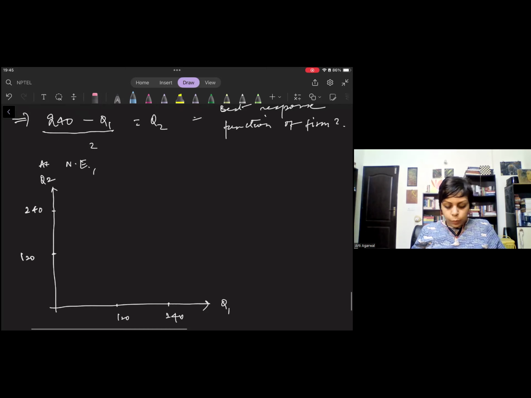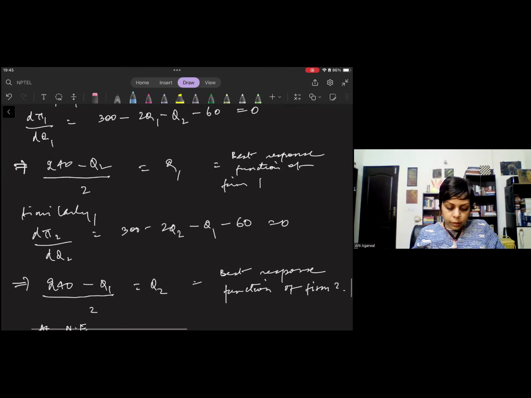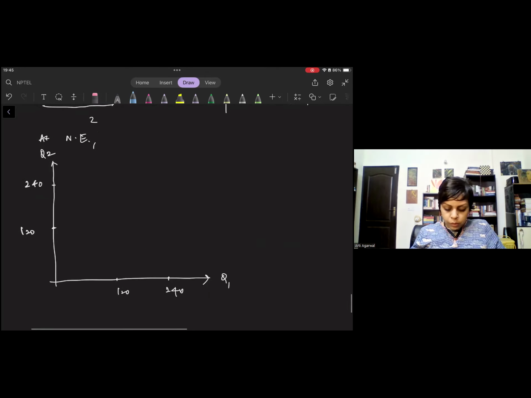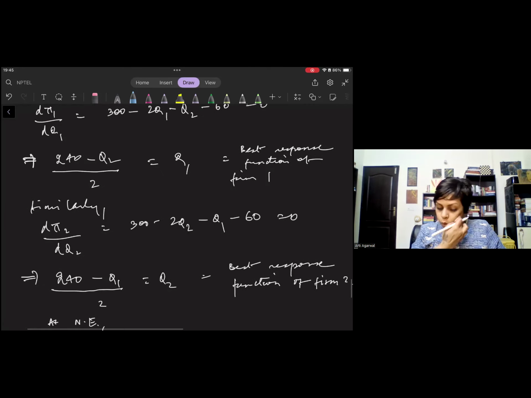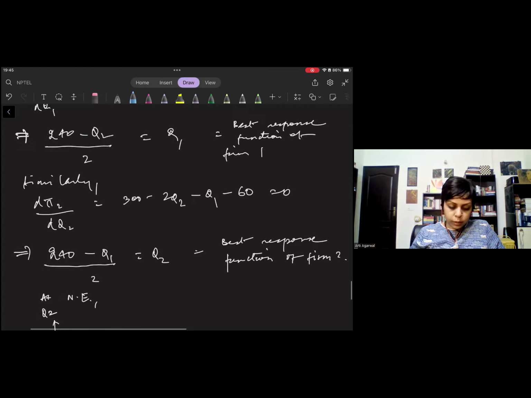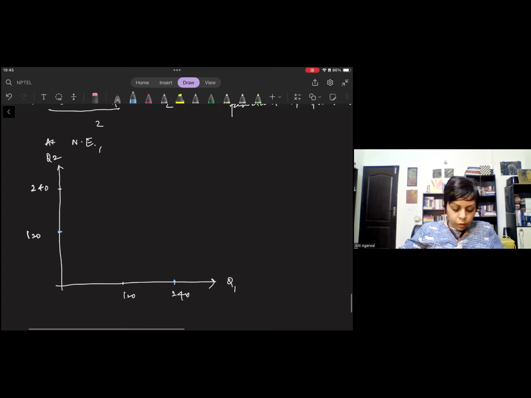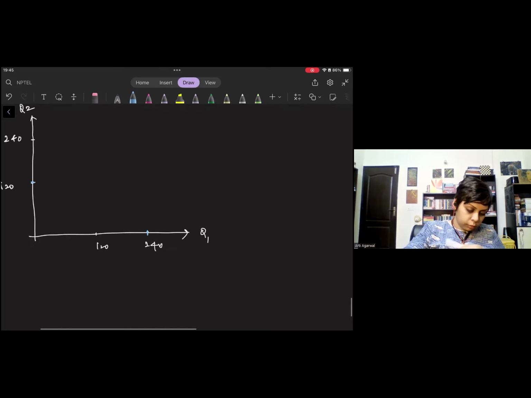So let's draw the response function of firm 1 first. Q1 is equal to, say, 120 minus Q2 by 2. So when Q2 is equal to 0, Q1 is 120. And at the point where Q1 is equal to 0, what you have is Q2 is 240. Sorry, this is 240. So you can plot it like this. It's not very easy to plot on an iPad like this, but something like this.